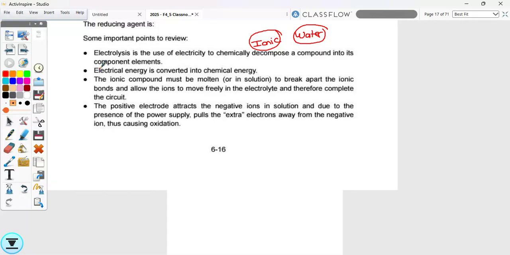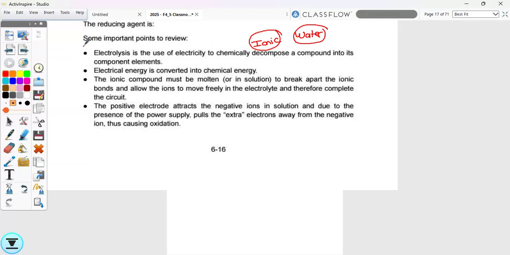And then always electric energy into chemical energy. And you have to have substances moving in solution. So if it's an ionic substance, it has to be an electrolyte, which means that there has to be free ions that can move. Okay, and the positive electrode attracts the ions, so that it can give off the electrons. Remember, so that's exactly what we said earlier.